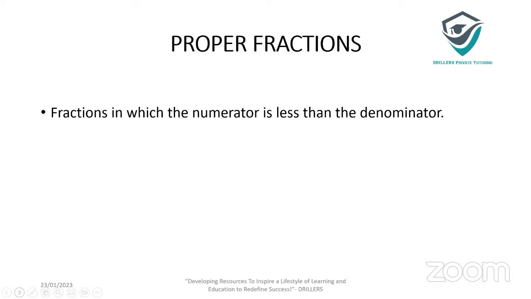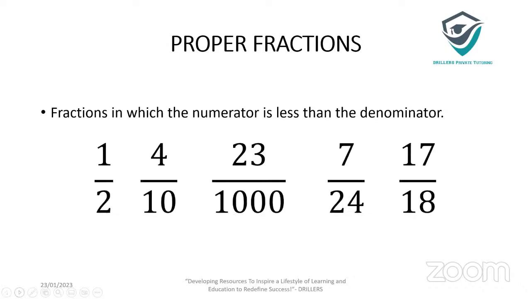So the next type of fractions we're looking at are proper fractions. Proper fractions are where the numerator is less than the denominator. So let's look at some examples of proper fractions. All of the fractions in front of you, if you look at the denominator, the integers down below, all of them are larger than the ones on top. So these are called proper fractions.